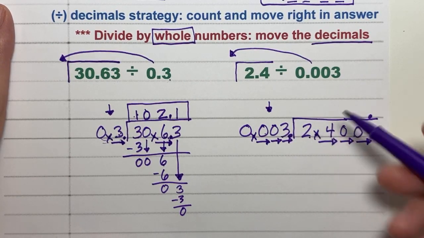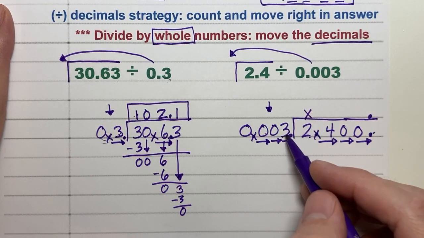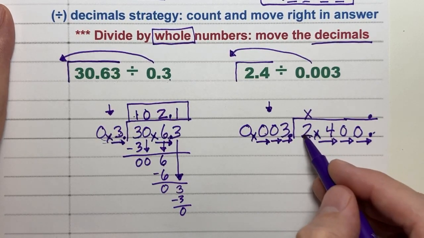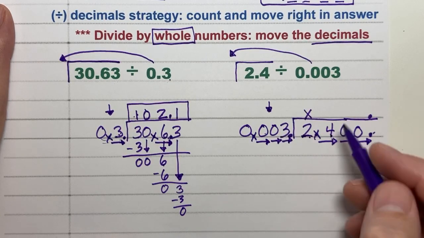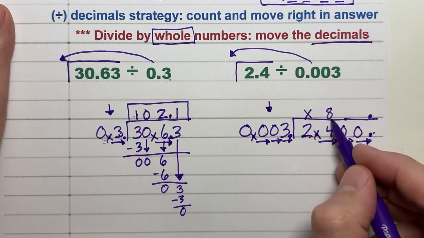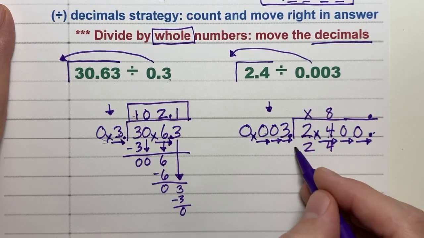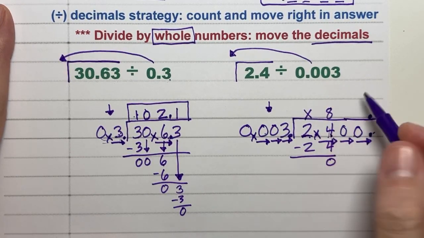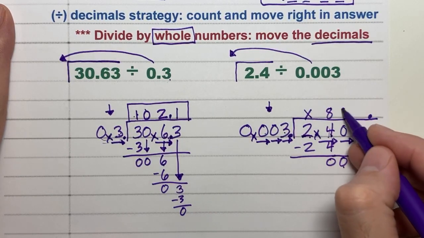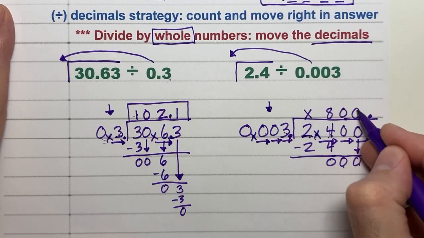3 divides into 2 0 times. So let's just cross it out. There is no multiple of 3 that divides into 2. So we're going to go to the next base here. 2, 4. 3 divides into 24 8 times. Make sure the 8 goes over here above the 4. So 3 times 8 is 24. There is no remainder, but bring the 0 down. 3 divides into 0 0 times. Bring the 0 down. 3 divides into 0 0 times.